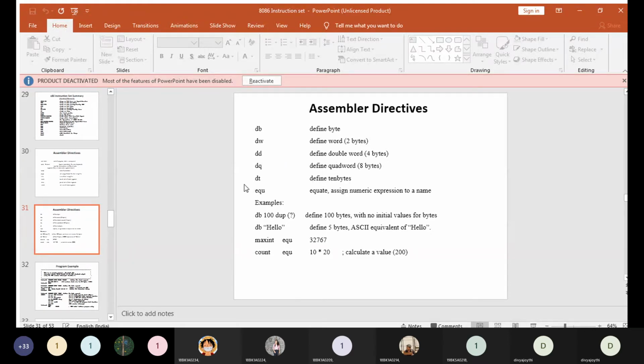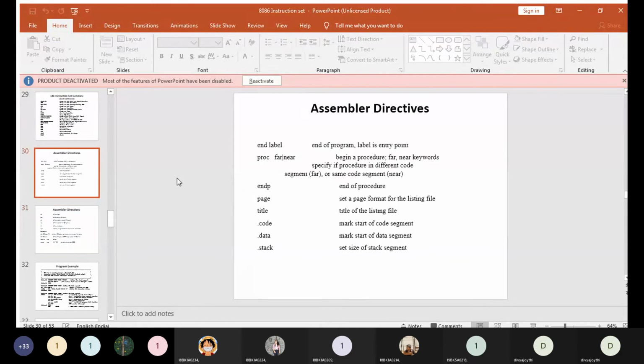And similarly, there is an assembler directive called END. What does that indicate? Whenever an assembler looks at that particular mnemonic END, it tells the processor that the program has come to an end. END means end of program. In a similar way, there is ENDP, where ENDP indicates end of procedure.